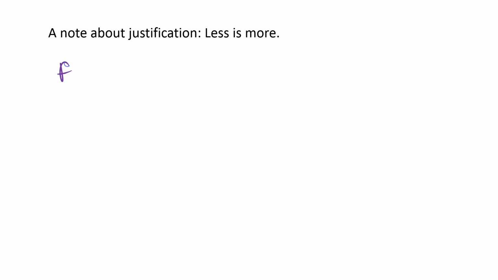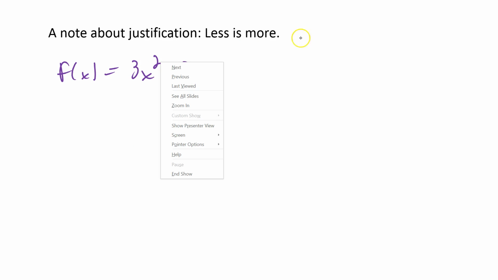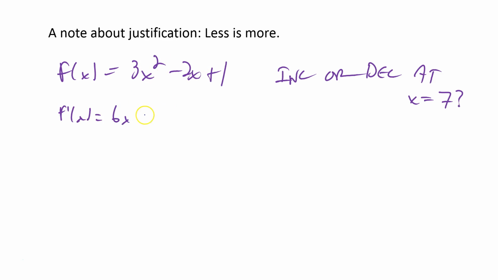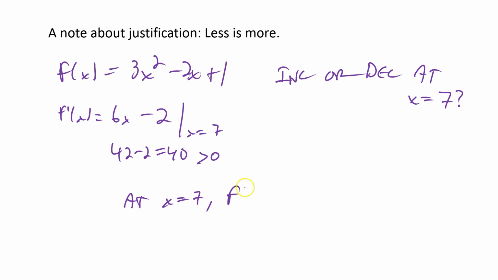Same here. If I give you a function like f of x equals, let's do 3x squared minus 2x plus 1. And I say, is the function increasing or decreasing at x equals, I don't know, let's make something up, 7. Okay? All you do, take the derivative, f prime of x, 6x minus 2, and you plug in 7. Okay, so 42 minus 2 is 40. What is the important thing about 40? It's positive, right? So at 7, the derivative value is positive. So at x equals 7, f prime of x is greater than 0, so f of x is increasing.